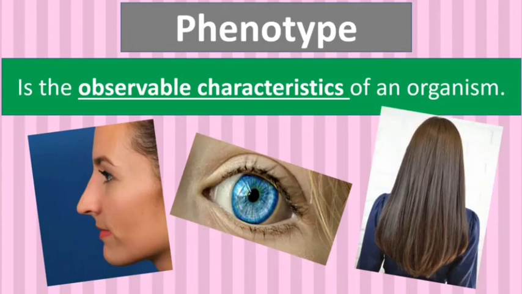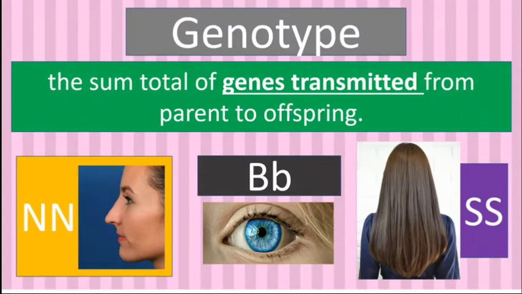These are the physical characteristics which can be observed outside, and they are called the phenotype of traits. Next one is the genotype. Genotype means your genes, the sum total of the genes transmitted from parent to offspring. That comes in the genotype. What type of genes are transmitted to the offspring?